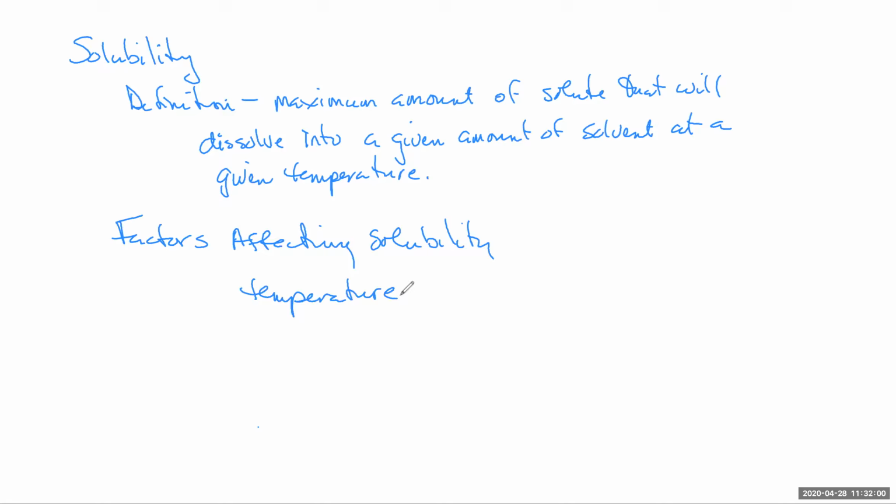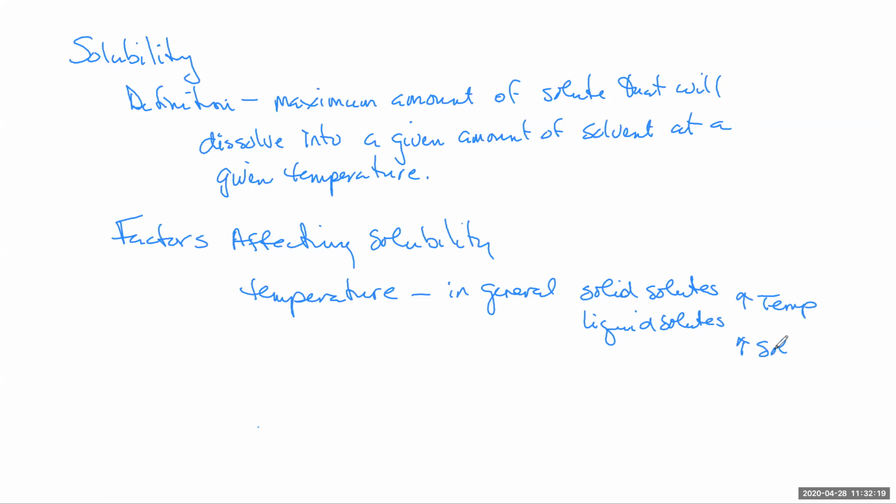Temperature has different effects on different solutes, but there's some general statements. In general, for solid solutes and for liquid solutes, if you increase the temperature, you will typically increase the solubility, meaning you could dissolve more. So if I had a cup of coffee and I put sugar into it, and it was very hot, I could dissolve a lot of sugar.